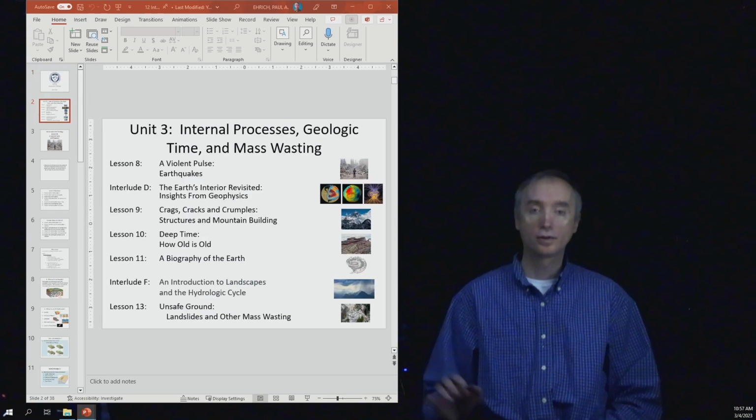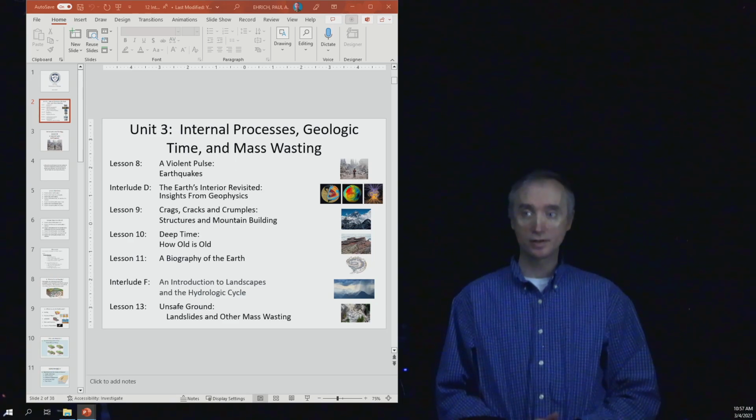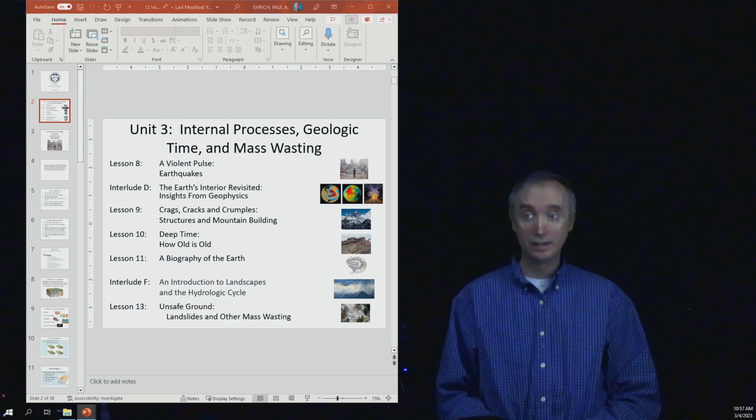So now, in the course, we're ready to start unit number 3, which is about internal processes, geological time, and mass wasting. In this unit, we're first going to look at earthquakes. Then we're going to look at lessons from geophysics, which tells us what's inside the Earth. Then we're going to look at how the Earth can be folded into anticlines and synclines and domes and basins. Then we'll talk about how we know how old the Earth is.